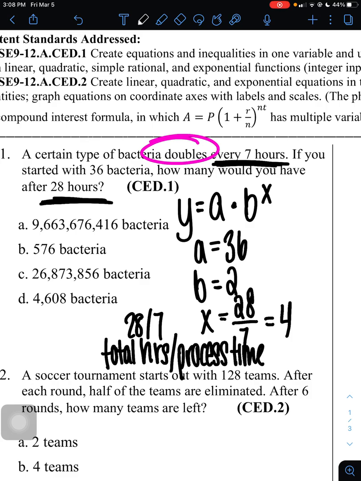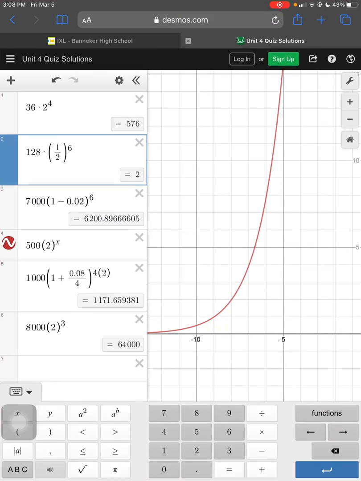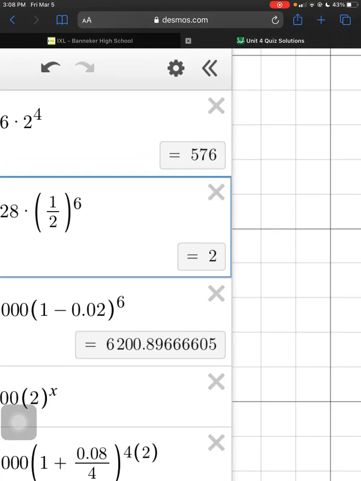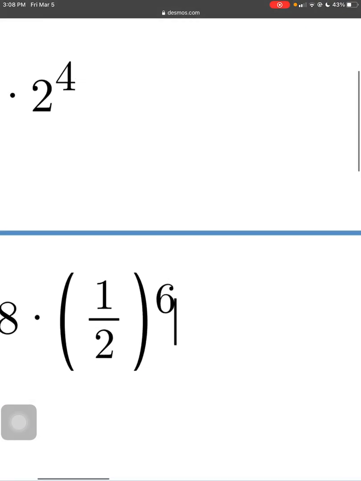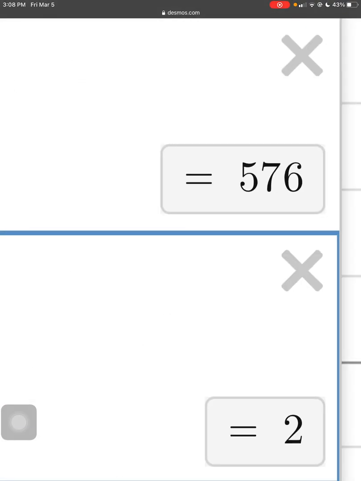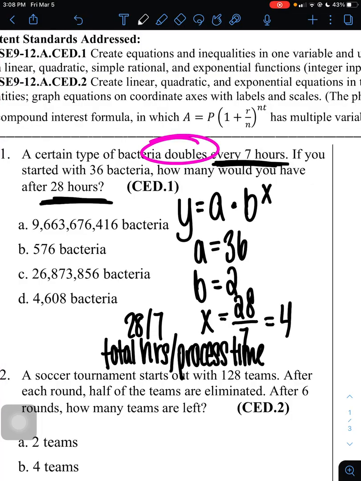And if we were to go to decimals, which we're going to do now, and I have that one already up here, 36 times 2 to the 4th, that's that first equation up top. So we see that the answer is 576. So I'm going to go ahead and circle that for us.